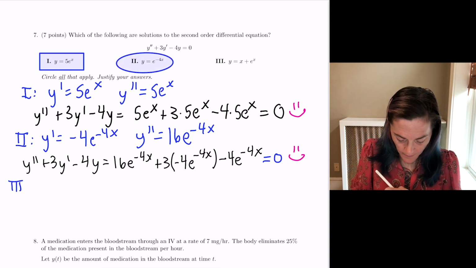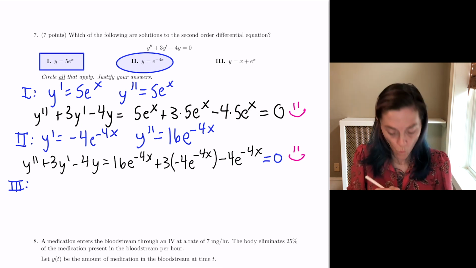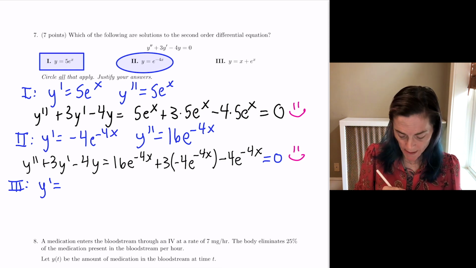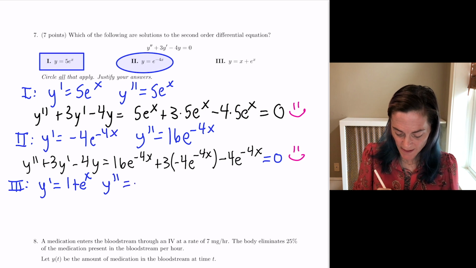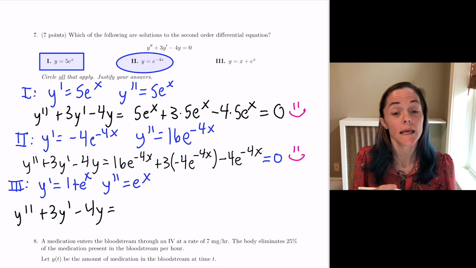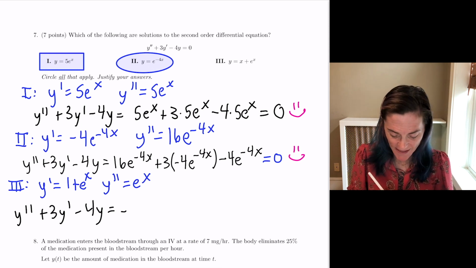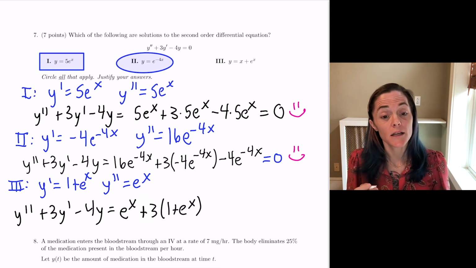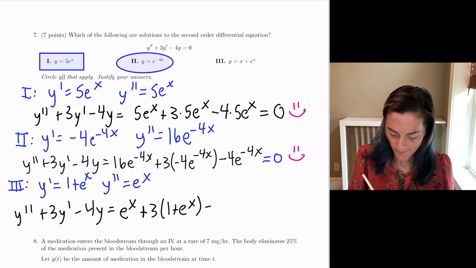Letter 3. Y is x plus e to the x. So the first derivative is 1 plus e to the x. And then my second derivative is e to the x. Okay, let's jump into my differential equation. Y double prime plus 3y prime minus 4y. This equals y double prime, which is e to the x, plus 3 times y prime, and then minus 4y.